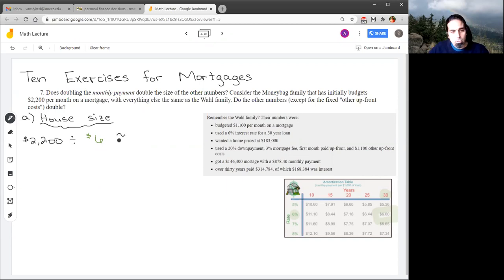I'm rounding down because we don't want to over budget. So that's how many thousands of home size. We don't normally write a label with thousands, so we're just going to say that's 366 thousands of home size.